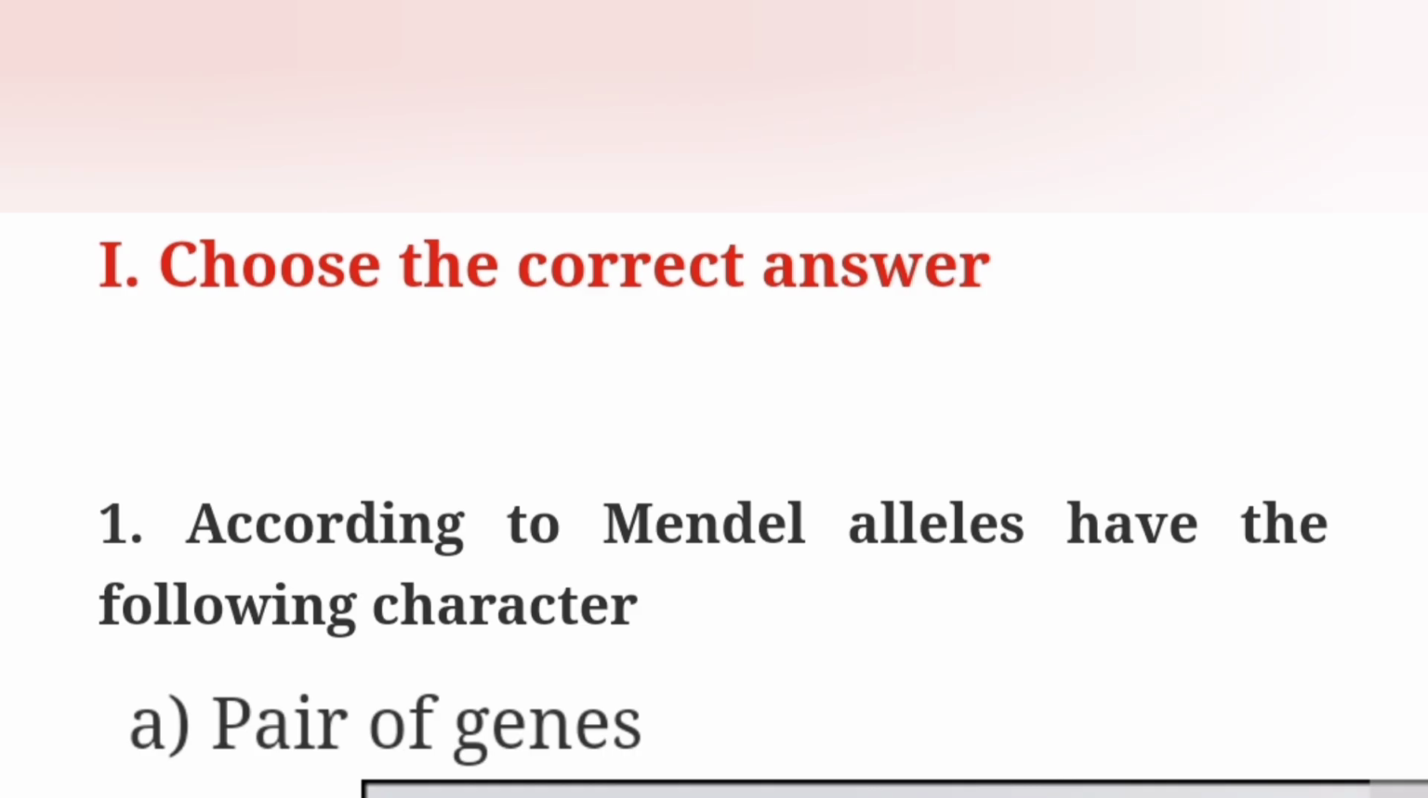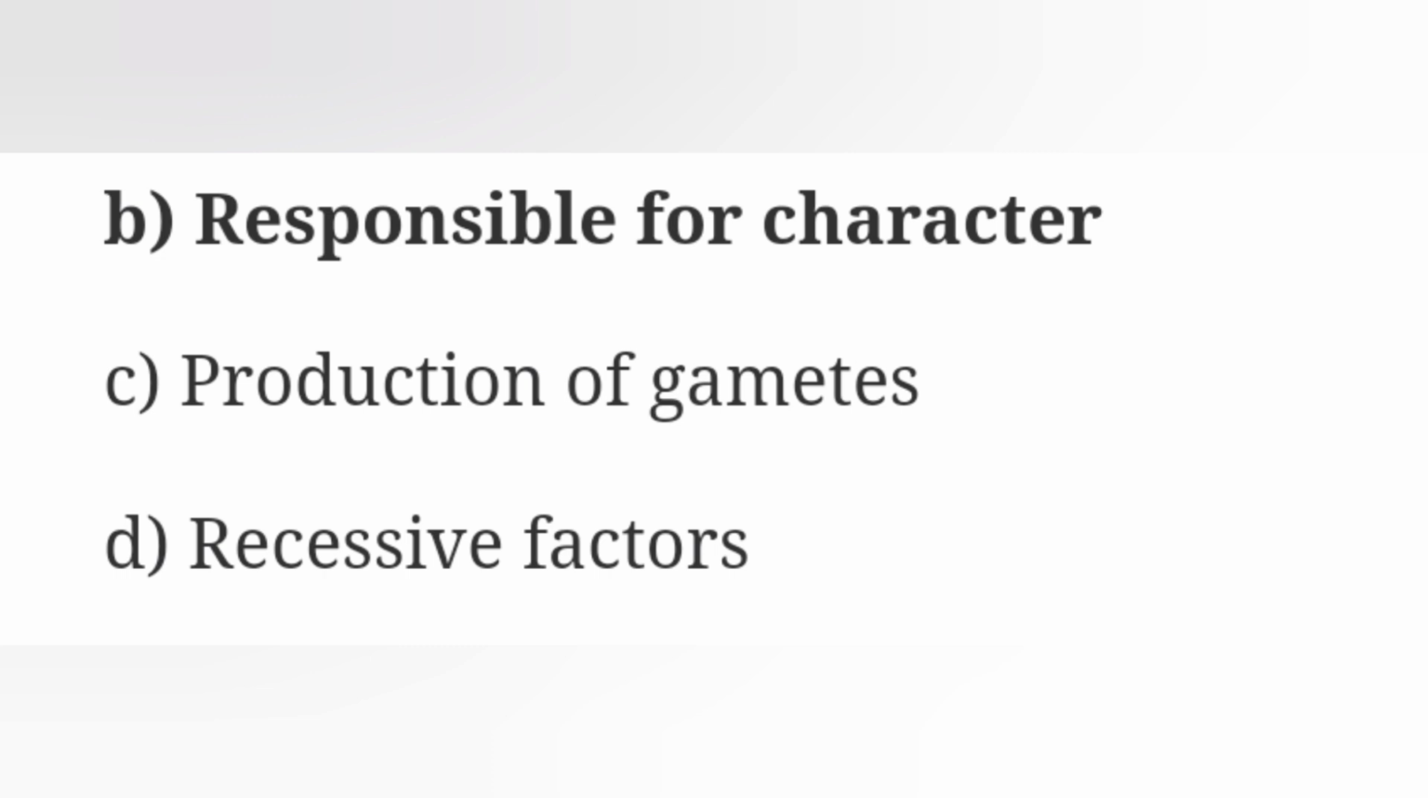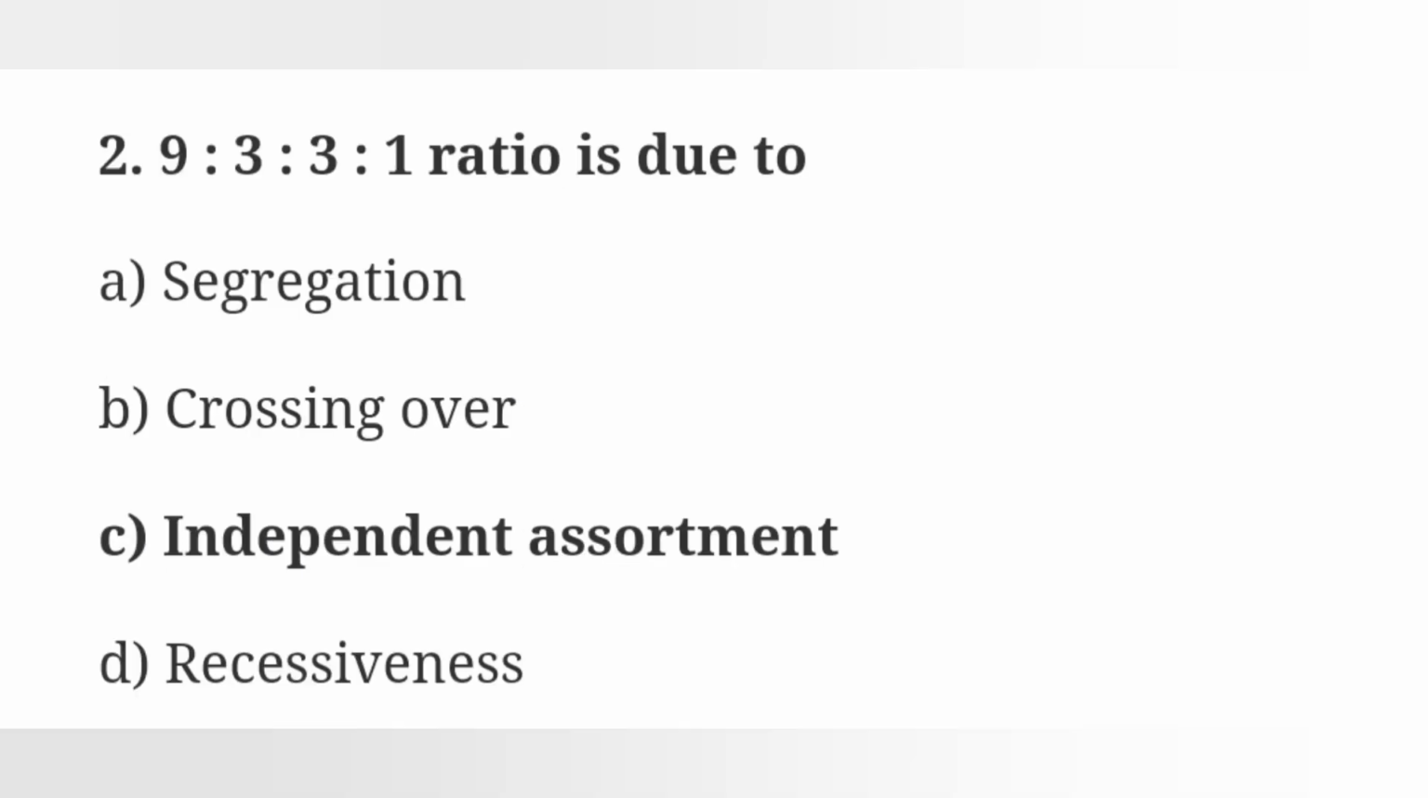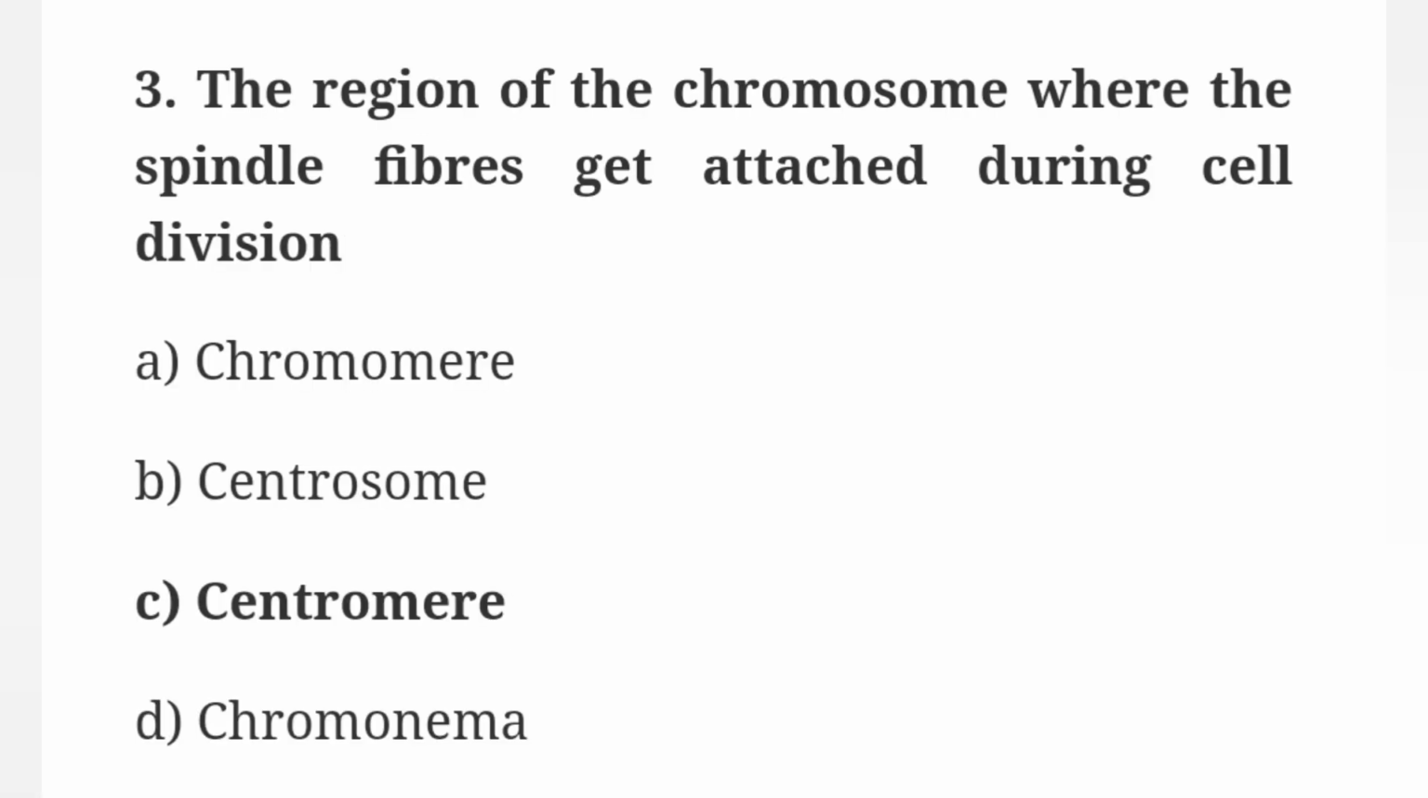First one, according to Mendel, alleles have the following characters. Option B answer, responsible for character. Second one, 9:3:3:1 ratio is due to option C answer, independent assortment. Third one, the region of the chromosome where the spindle fiber gets attached during cell division, option C answer, centromere.